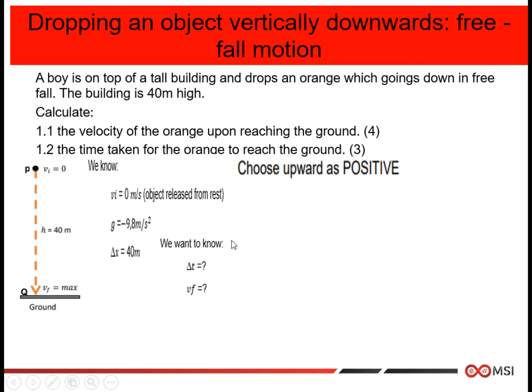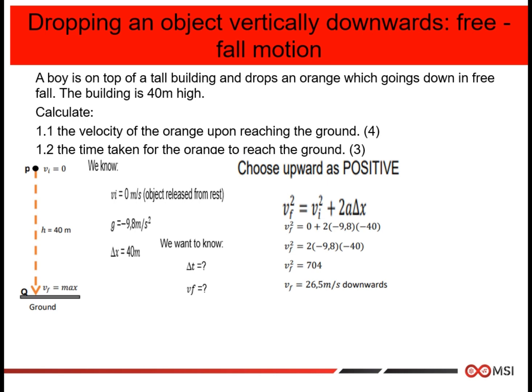So which equation of motion are we going to choose? Since we don't have vf and we don't have delta t, this is the equation of motion that is proper to use. And we have to make sure that on the answer, on the solution that we get, we show the direction in words like what we have stated there.